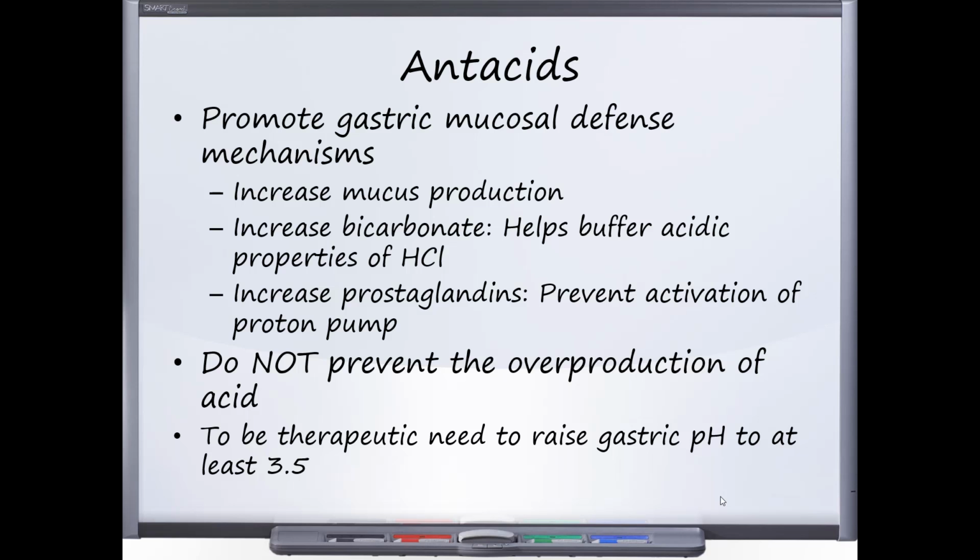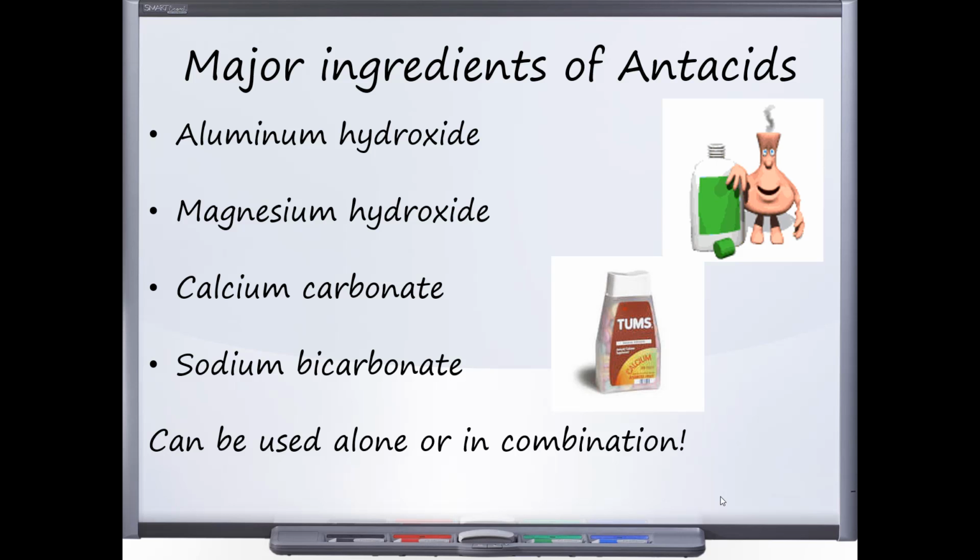There are many over-the-counter forms, so patients can usually find an antacid that they can tolerate because they come in chewable tablets, powders, suspensions, liquids, etc. So there's a lot of variety for patients to choose from. The major ingredients of antacids include aluminum hydroxide, magnesium hydroxide, calcium carbonate, and sodium bicarbonate. The aluminum-based antacids are not absorbed to a great amount, so they don't cause the patient to have an elevated level of aluminum in the body. However, these antacids are very well known for causing constipation.